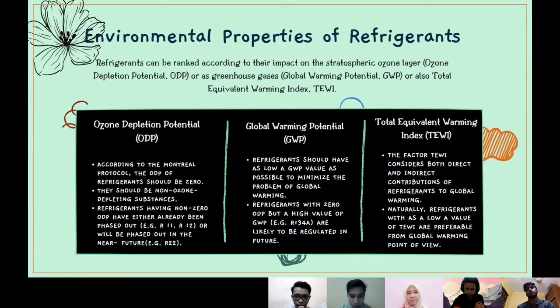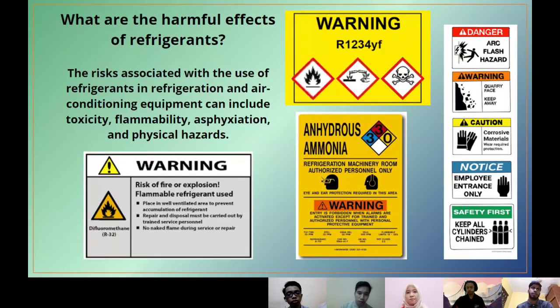Refrigerants with zero ODP but a high value of GWP are likely to be regulated in future. The last one is TEWI, or Total Equivalent Warming Impact. The TEWI factor considers both direct and indirect contributions of refrigerants to global warming. Naturally, refrigerants with a low value of TEWI are preferable from a global warming point of view. So that's all for me. Thank you.